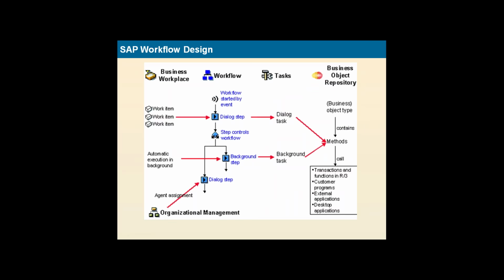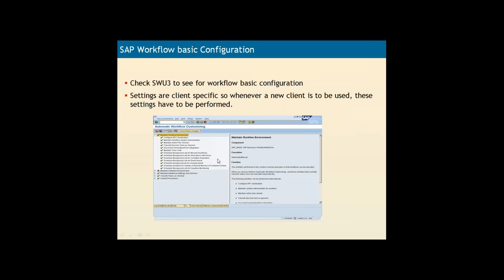And a sample workflow design. You can see the business object, business workplace, workflow design, tasks, business object repository. These we can call a work item. We can see background methods, which automatically execute when the user executes the work item. So it's again based on the requirement. We will design this graphical template.